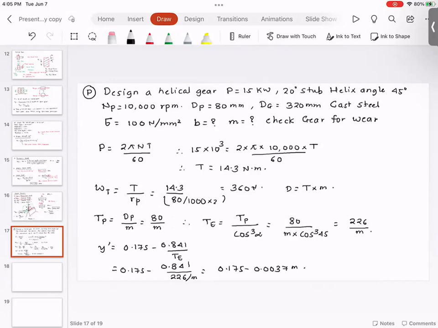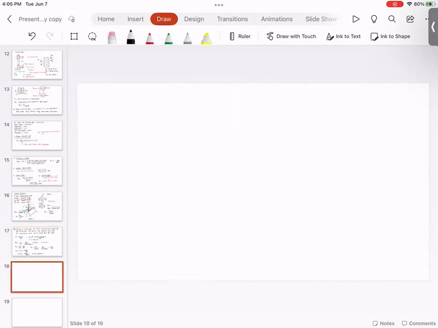So unfortunately, if you look at this equation, everything is expressed in terms of module. So we have to start from the first step, and then at the end, module, that's an unknown, is going to float in every equation. Next step is the pitch line velocity, pi dn by 60, pi times 80 times 10,000 divided by 60.